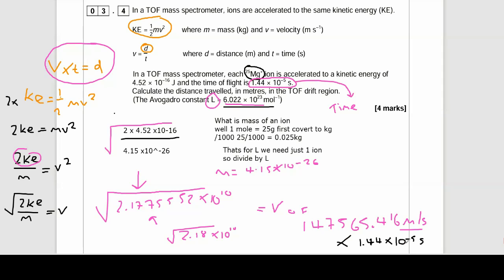And then you've got to say, is this practical? This person is using a time of flight mass spectrometer. That's in a science lab. If you get 20 meters, 30 meters, 100 meters, that's too big. But we've got an answer of about 2.12 or 2.13 meters. And that makes sense because it's a wiggly curved tube on the machine. And that's your answer. 4 marks. Boom.